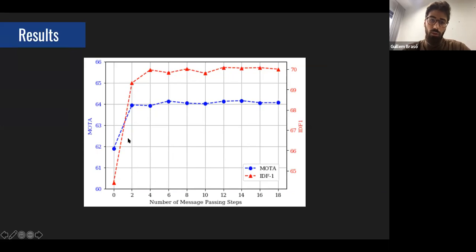And you see that up to 4 message passing steps, this seems to increase, and then somehow it stabilizes. So this tells us that essentially up to a certain point, we still can gather high order information, but after a certain point, we don't get any extra information out of that.